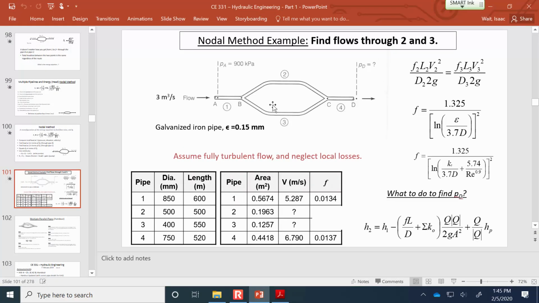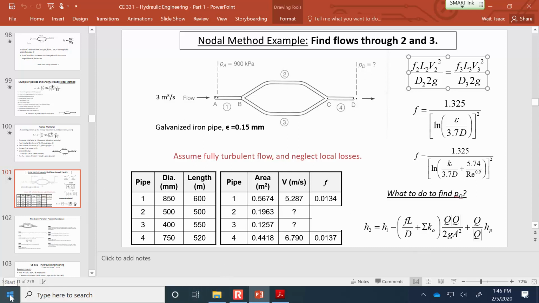So that is how you figure out how much goes through each pipe. It's by, number one, knowing that you have the same amount of head loss through each route, and so that's where we set them equal to each other. That's the concept there. And then the other concept is that the flow rates through the pipes together equal the total. So flow rate through pipe 2 plus flow rate through pipe 3 is this 3 cubic meters per second.